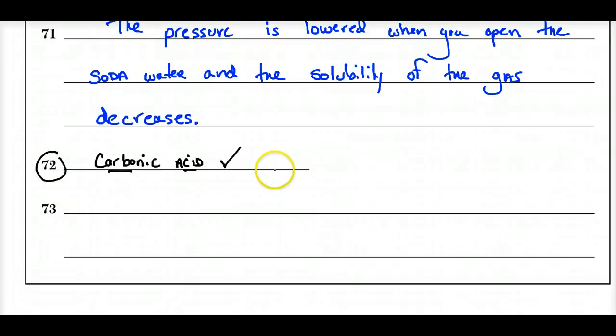Now, you could have written CO2, carbon dioxide. I would accept that. However, I get a lot of students who also want to write the chemical formula. They said the name. They had to give me the name.